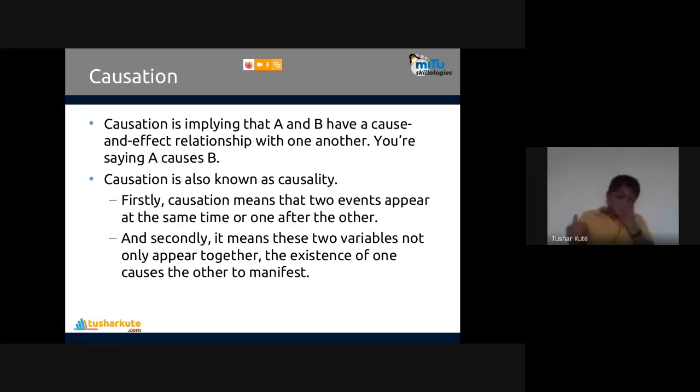They not only appear together, they are coming together and always having impact in the output. The existence of one causes the other to manifest, dependent. Maybe from the original data you have to derive something. Like from date of birth you have to derive the age. So age will be the affecting factor, not date of birth.